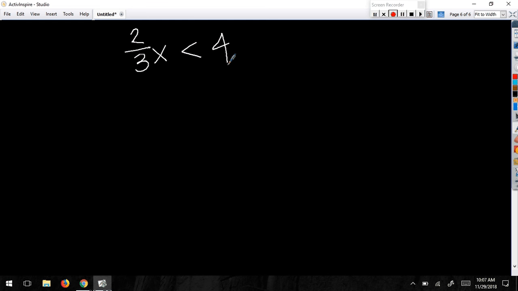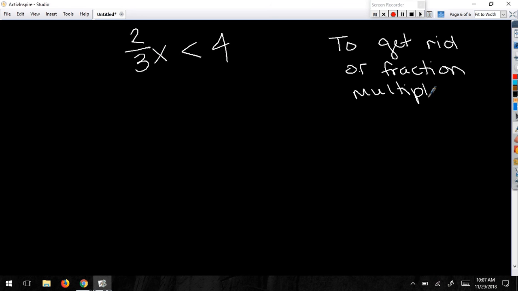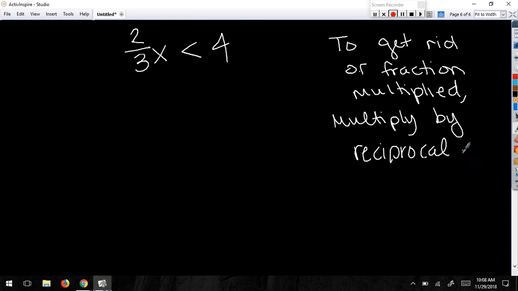That's right. To get rid of a fraction that's being multiplied, I have to multiply by the reciprocal. So I'm going to put this over here for you so it's in your notes. To get rid of the fraction multiplied, you need to multiply by the, what's the big word? Reciprocal. Yes, you can just put flip and it's the same thing.